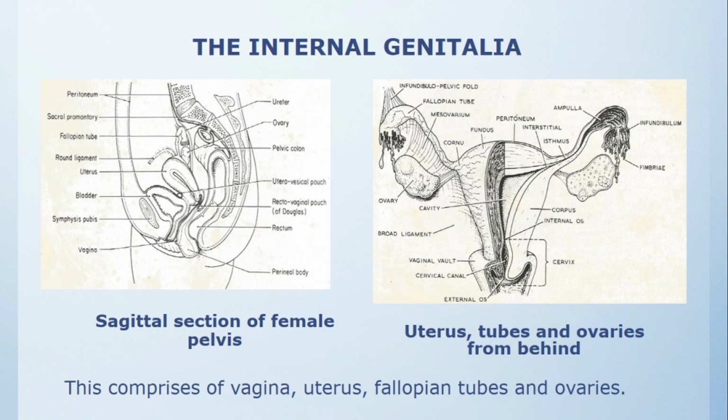This is the word internal, that is, inside. And on this side, you can see, because they are inside, you cannot see them. They are called internal genitalia. And the ones you can see outside, the vulva and all the rest that we have just described, constitute the external genitalia.